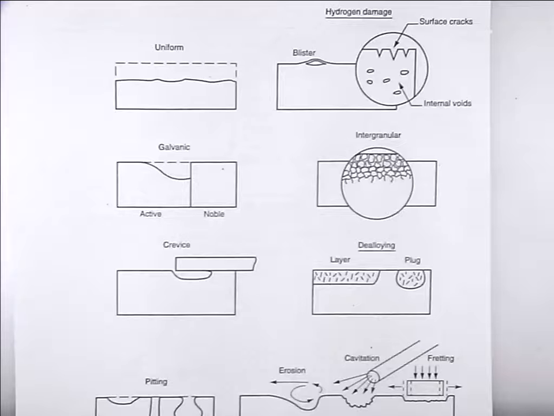Actually, the electrons are flowing that way, aren't they? From the anode to cathode. Conventional current is flowing the other way. Okay, so we'll say something about galvanic corrosion next.